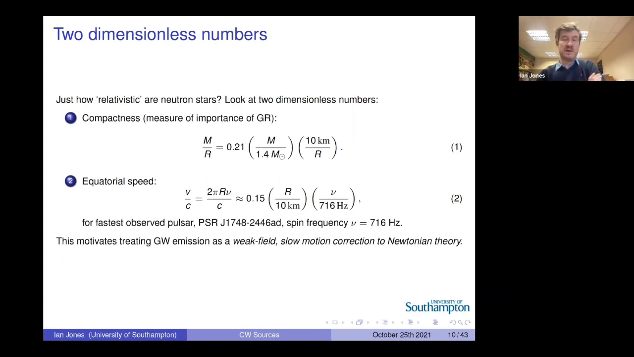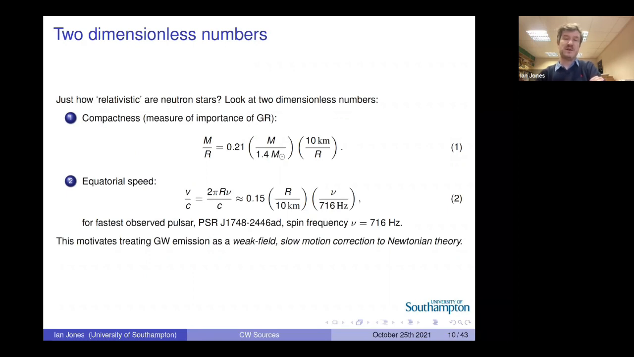We can also talk, though, if we've got a spinning neutron star, about the equatorial speed, the speed of a point on the rotational equator. The relevant dimensionless number here is v over c. I've put the c back in for this. If you look at the fastest known spinning pulsar, which has a spin frequency of 716 hertz, you're talking about 15% of the speed of light. So again, it's a number that's big without being huge. You could think of this as a special relativistic effect. It's saying that relativity is again important, but you don't necessarily have to put it in your first attempt at modeling.